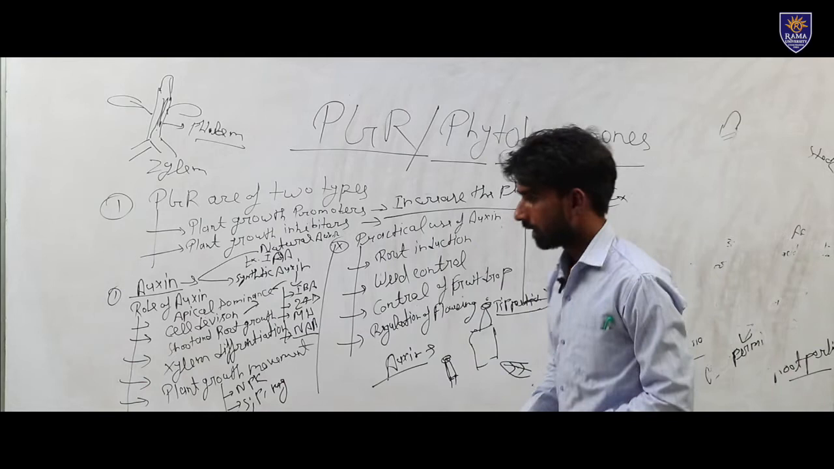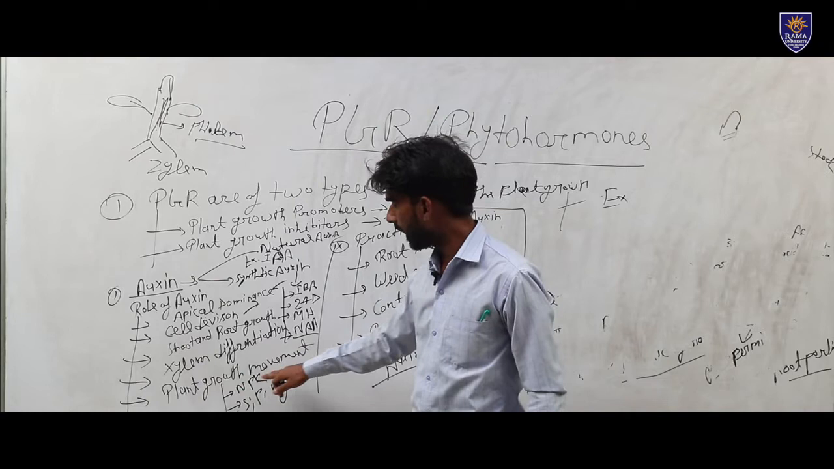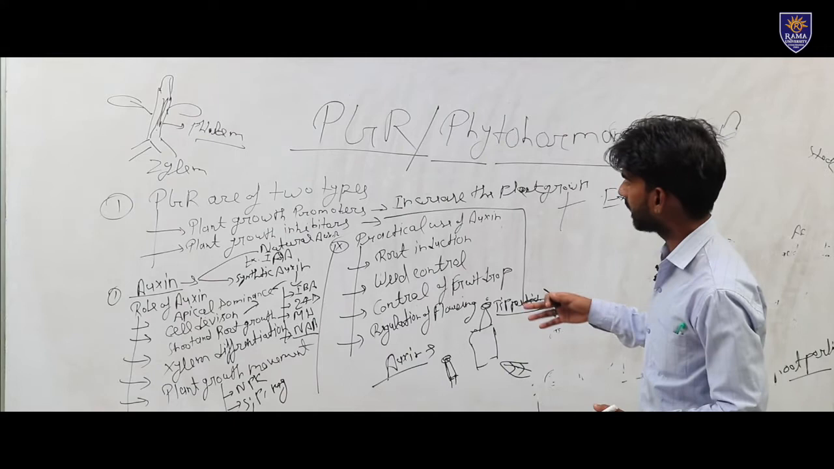And this is the role of auxin. First, apical dominance; second, cell division; third, shoot and root growth and xylem differentiation; and fourth, plant growth movement. And how do we use PGR or auxin practically? Practical use means how to use it in fruit crops or vegetable crops.